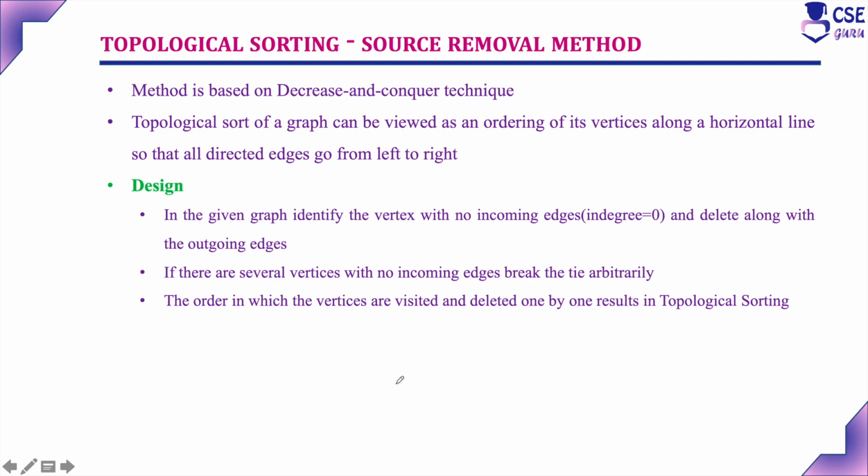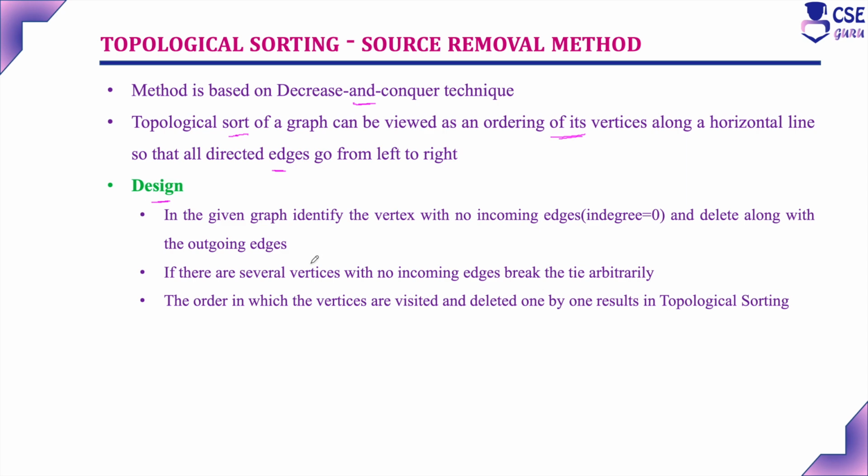Topological sorting is a method based on the decrease and conquer technique. That is, it comes under the algorithmic design technique decrease and conquer. Topological sorting is nothing but ordering of vertices along a horizontal line so that all directed edges go from left to right. So in this session, we will discuss the source removal method.